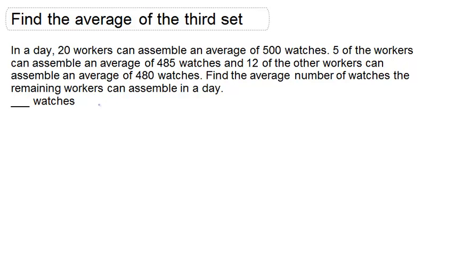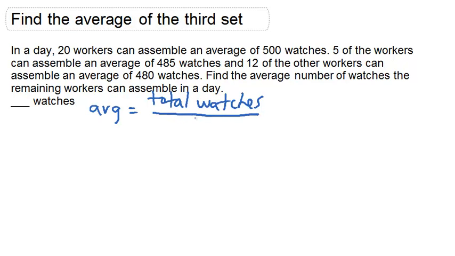So this average is going to be equal to the total number of watches that the remaining workers make divided by the total number of remaining workers. So first let's figure out what is the number of remaining workers.